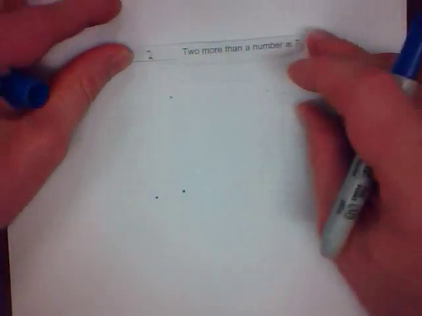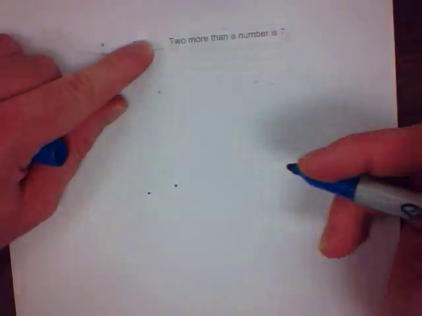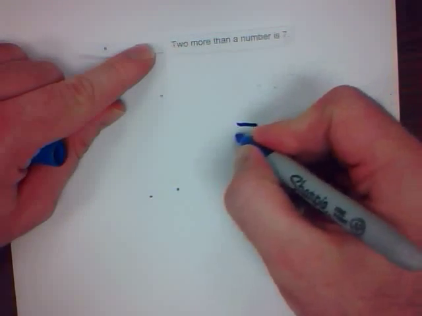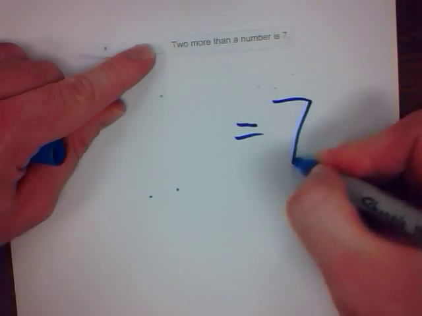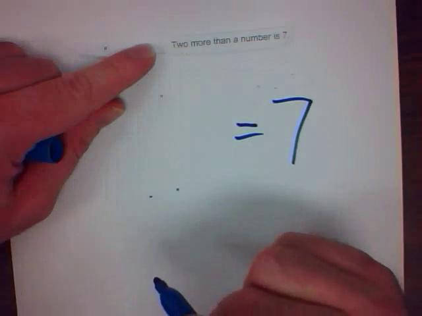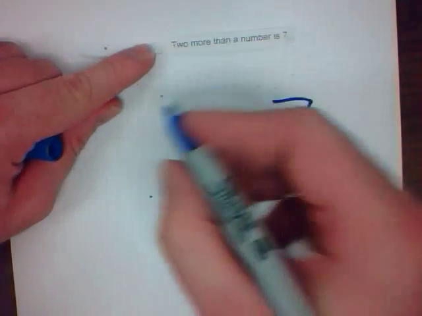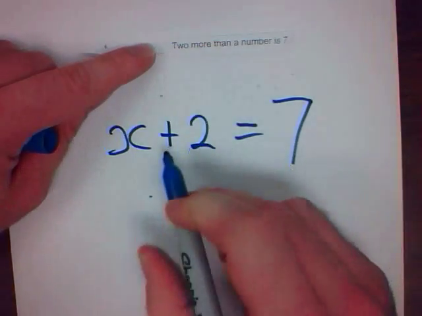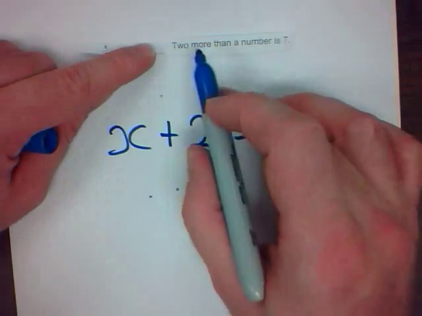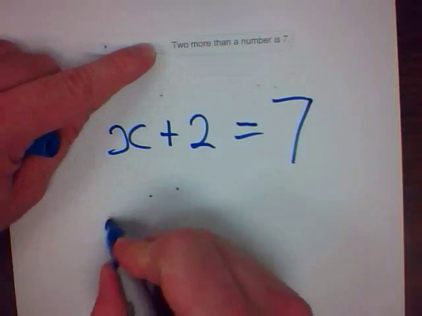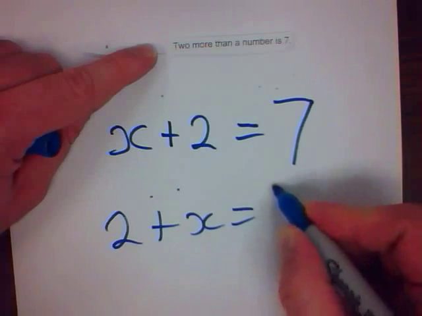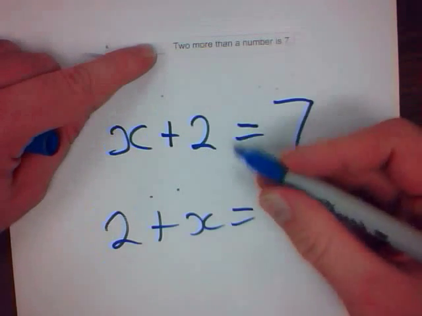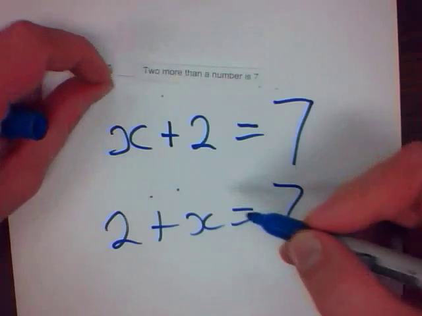Our second example. 2 more than a number is 7. Is the equal sign, we have the 7. 2 more than a number. The number would be x, and 2 more, we're going to add 2. Again, because it's adding, I could write it this way, or I could write it this way. Again, it doesn't really matter. Both of these are exactly the same. Remember, not true for all questions, which we'll see in a minute.